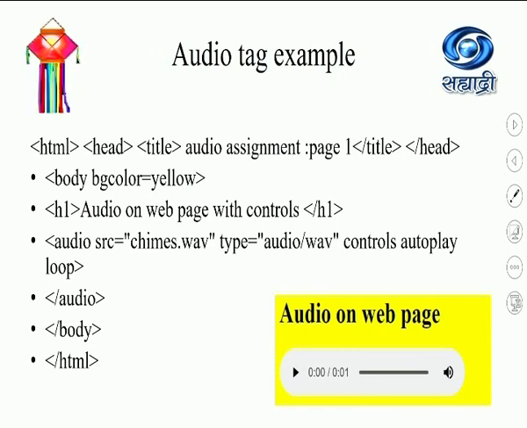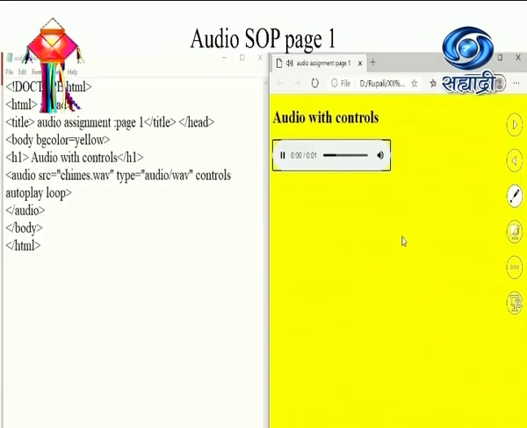Suppose if you want to try out this in your SOP, how will you try it out? By using the audio tag. Students, along with the audio SRC, you may specify the source tag with the audio, so that you can try out with your SOP. So let's observe, this is SOP page 1. So you may observe the demo of this.